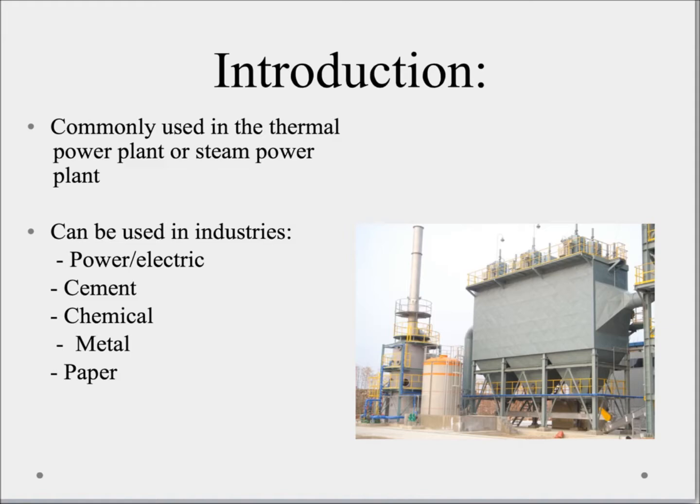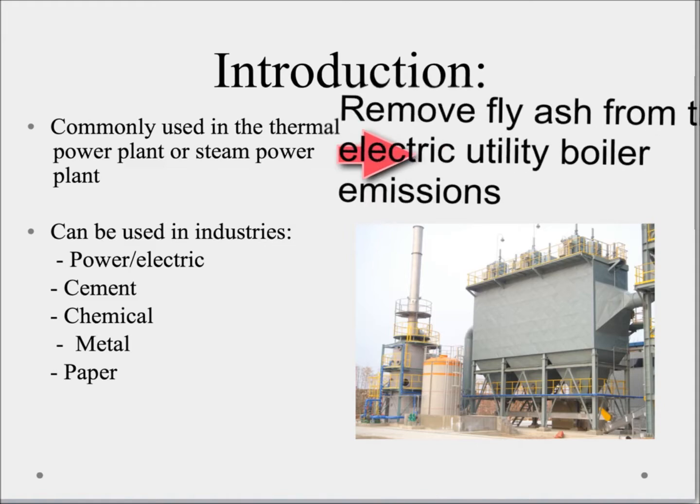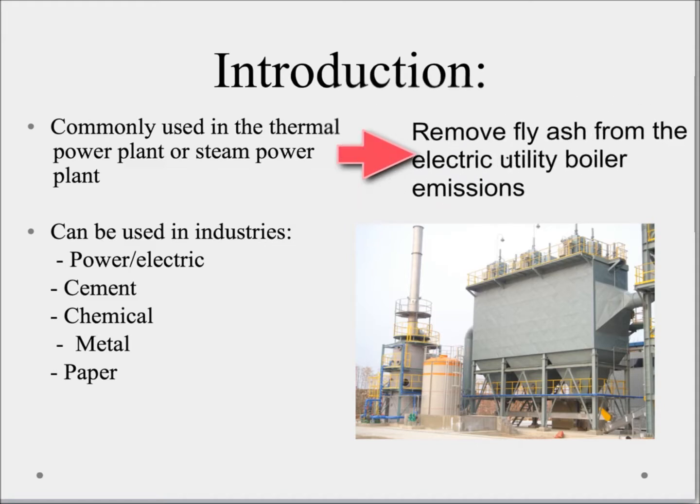First, I will introduce what an electrostatic precipitator is. Electrostatic precipitator is commonly used in thermal power plants or steam power plants. Then what about its function? Its function is to remove fly ash from electric utility boiler emissions. Besides that, it can also be used in different industries, for example, power, electric, cement, chemical, metal, and paper.